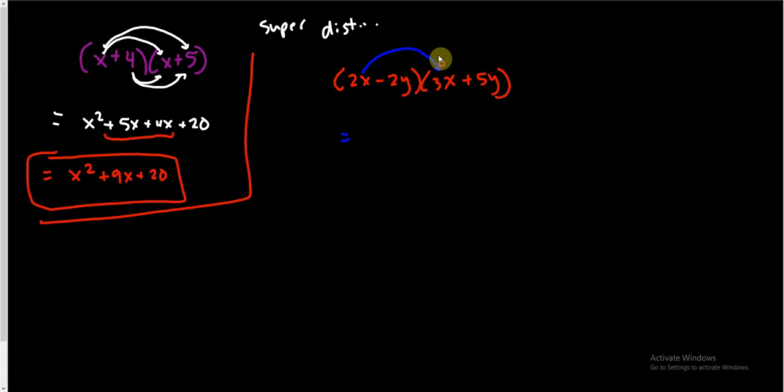And so 2x times 3x. Well, 2 times 3 is 6, and x times x is x squared. 2x times a positive 5y. Well, 2 times 5 is a positive 10. But what about x times y?